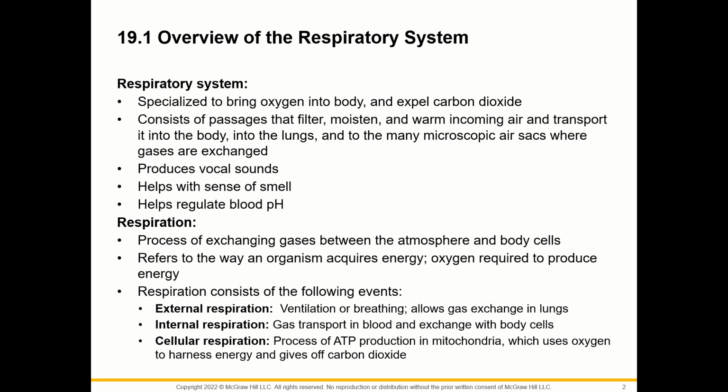And then we've got cellular respiration, which is the process of ATP production in mitochondria, and it uses oxygen to harness the energy and gives off carbon dioxide. So we have external respiration, internal respiration, and cellular respiration.